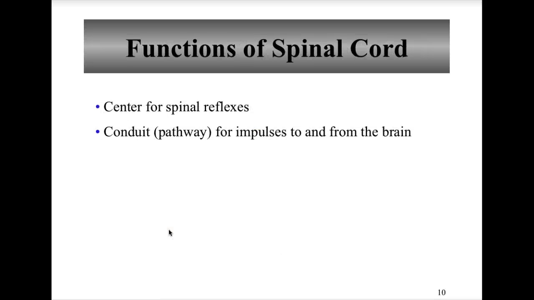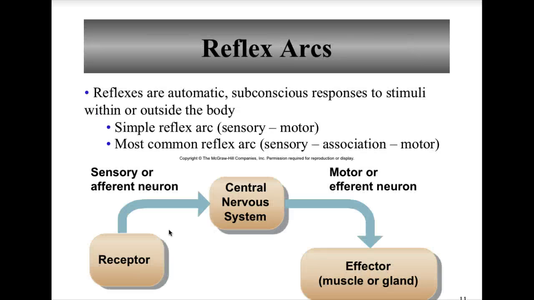Functions of the spinal cord. The functions of the spinal cord are twofold. The spinal cord provides spinal reflexes and serves as a conduit for nerve impulses to and from the brain. So let's look first at spinal reflexes. Spinal reflexes occur in the gray matter of the spinal cord, and recall that a nerve pathway is the route traveled by the nerve impulse through the nervous system.